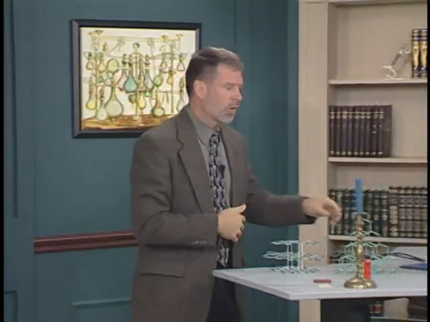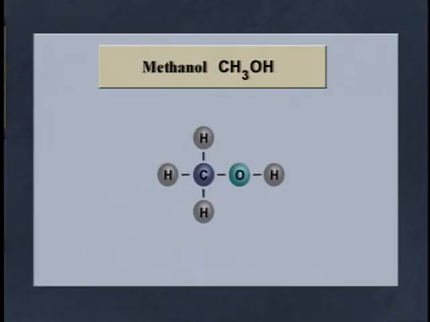So if you start with methane, CH4, and substitute an OH for a hydrogen, you get methanol. Methanol is the simplest of a huge group of molecules called alcohols, all of which have a C-OH linkage of atoms at one end. Methanol is also known as wood alcohol. It's poisonous. It should never be consumed.